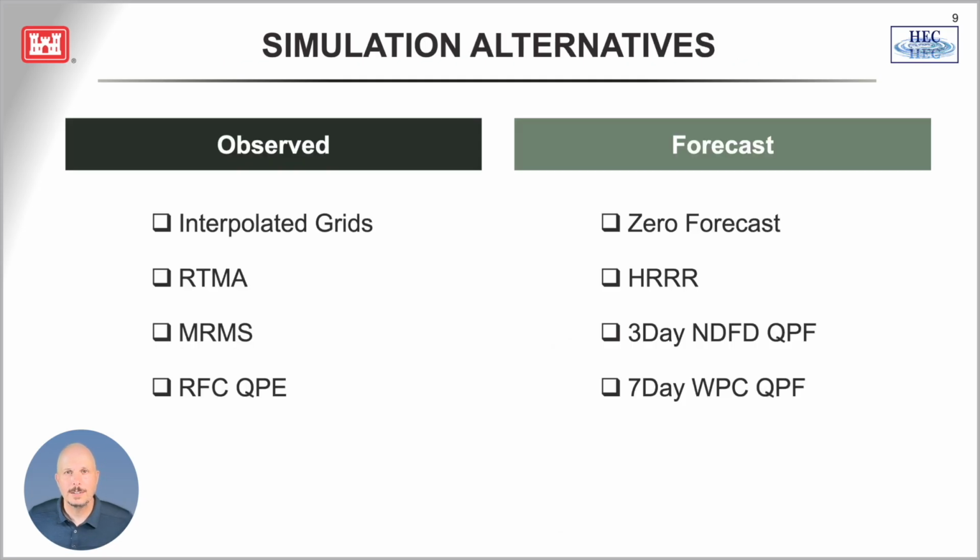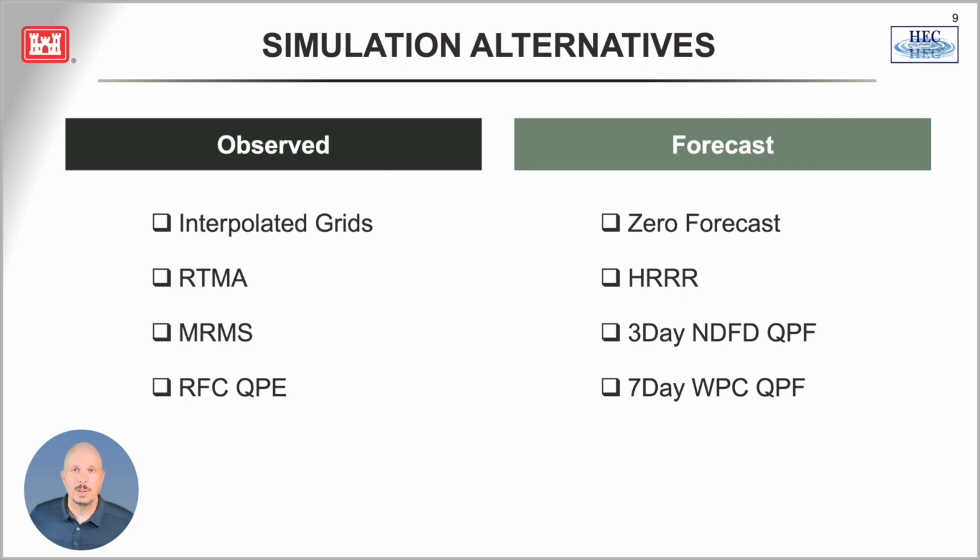But as you see here, there can be several combinations of observed and forecast data sets. Observed precipitation products can be available from various National Weather Service sources like the Real-Time Mesoscale Analysis product RTMA and Multi-Radar Multi-Sensor MRMS product. And a QPF product out of a river forecast center is yet another option too for observed precipitation. Then if radar products aren't reliable for a particular area, interpolated grids from observed station measurements can be used.